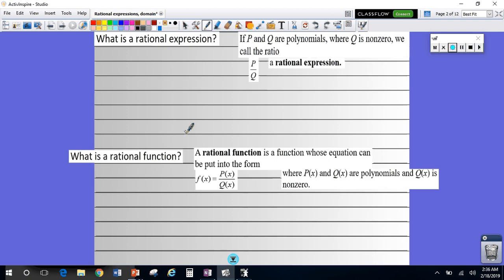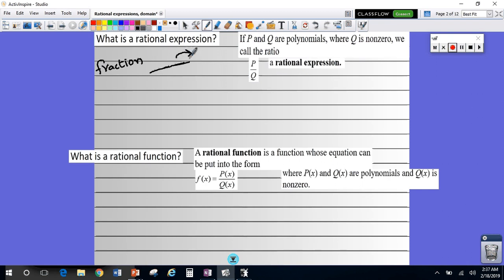Okay, now what is a rational expression? How do we define this one? So the definition I gave it here. If P and Q are polynomials where Q is non-zero, we call the ratio P over Q a rational expression. In a simple way I can say that any fraction, that is, you will have numerator and denominator, right?